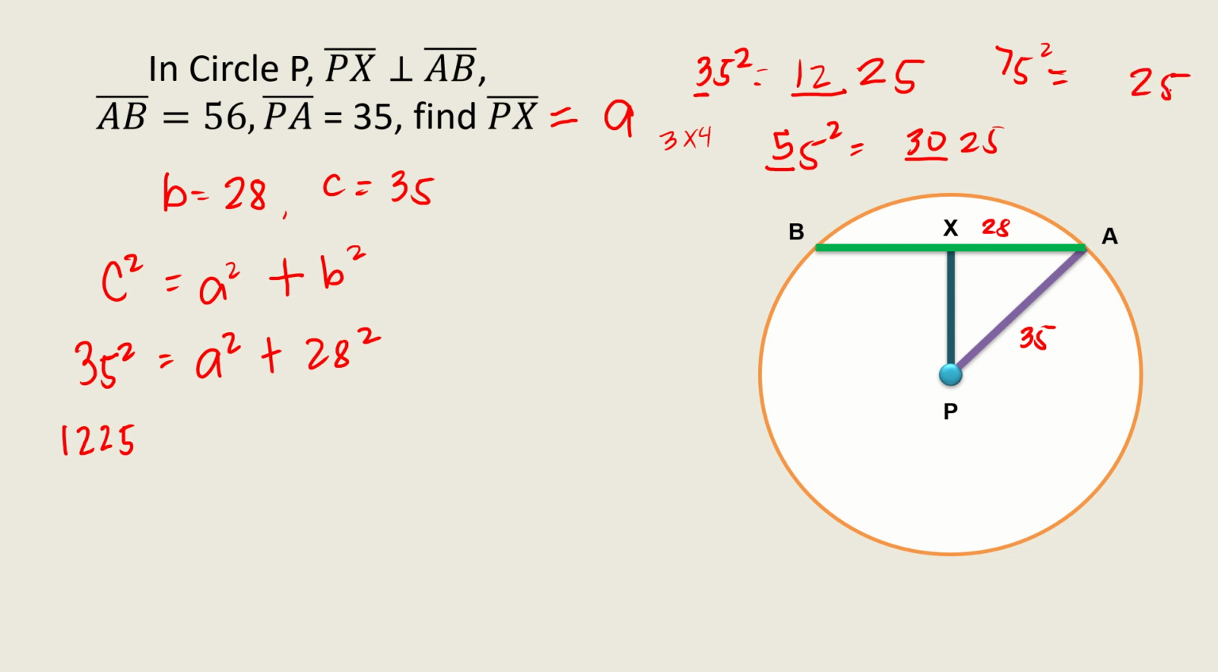Last two digits is 25. Ano kasunod ng 7? 8. 7 times 8 is 56. So, 75 squared is 5,625. You may verify it on your calculators. I'm sure that is correct.